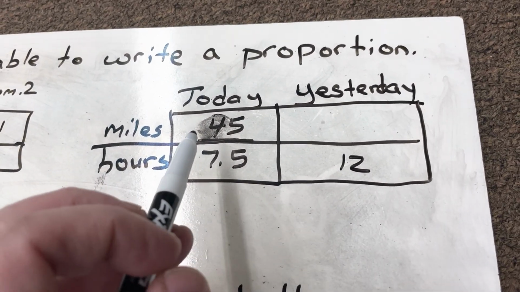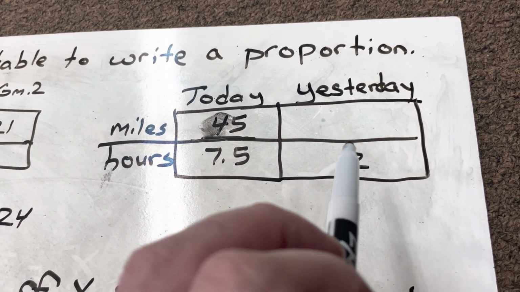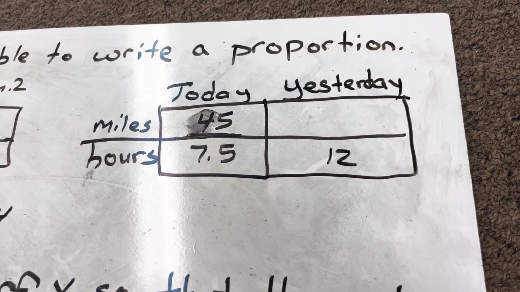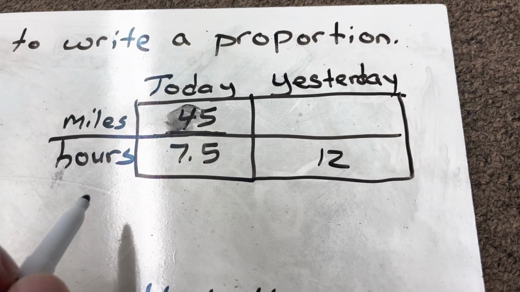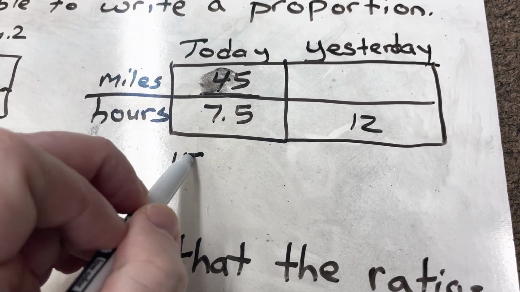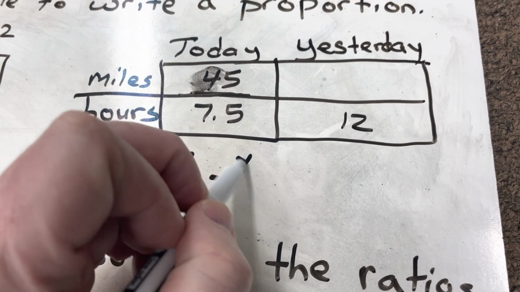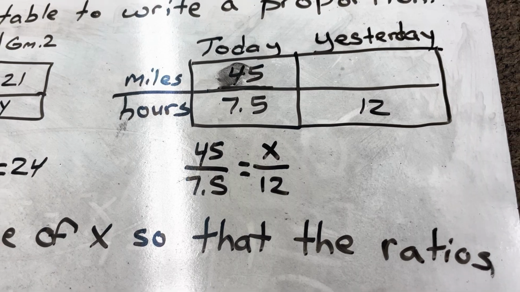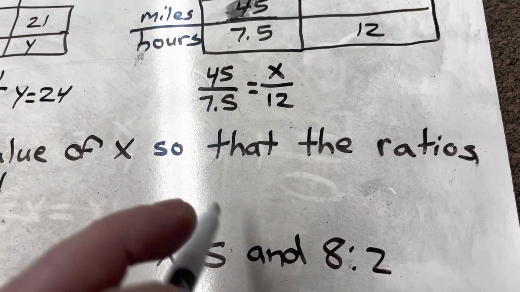Proportion, how many miles you went today and how many hours, and then you know how many hours you did today. Your job is to figure out how many miles. All right, well, I'm going to set up a proportion again, and this proportion is going to be 45 over 7.5 equals x over 12. I don't know what that is. I need to figure it out. Now, 7.5 is not going to work real great with 12.